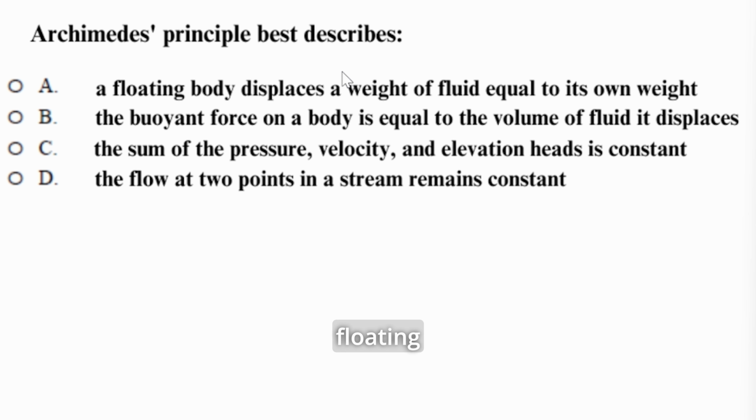Option A, a floating body displaces a weight of fluid equal to its own weight. Option B, the buoyant force on a body is equal to volume of its fluid that is displaced. Option C, sum of pressure, velocity and elevation heads is constant. Option D, the flow at 2 points in a stream remains constant. Some of these options are super funny.